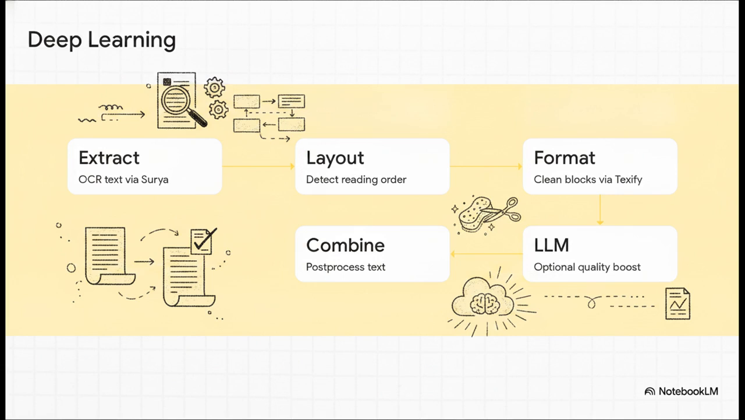Step 3, it takes those layout blocks and cleans them up, using fast heuristics and a model called Texify. Step 4, this is where it optionally calls in the LLM for that hybrid quality boost we talked about. And finally, step 5, it stitches all those blocks back together and post-processes the final text.